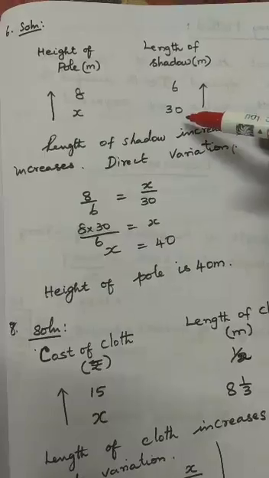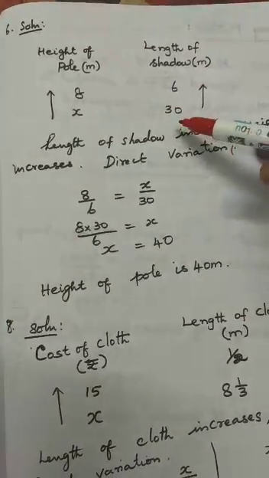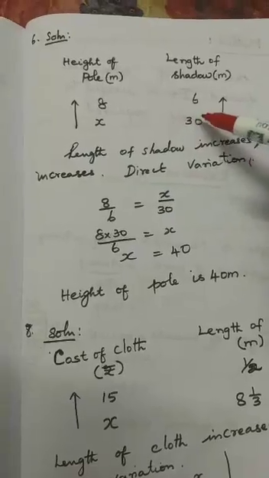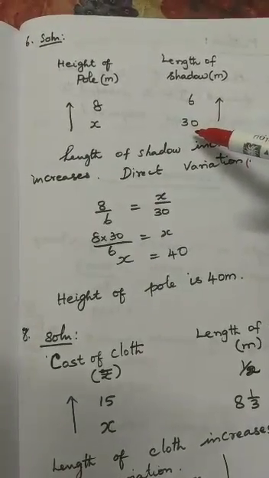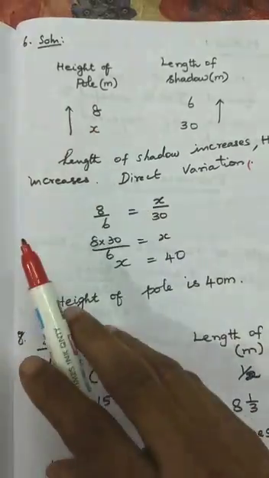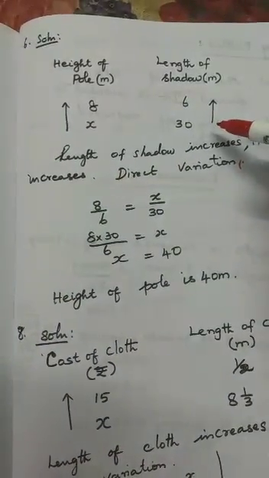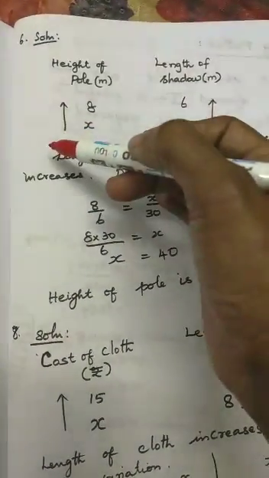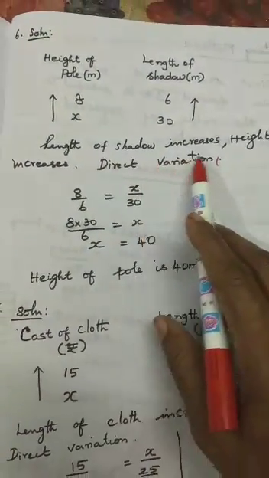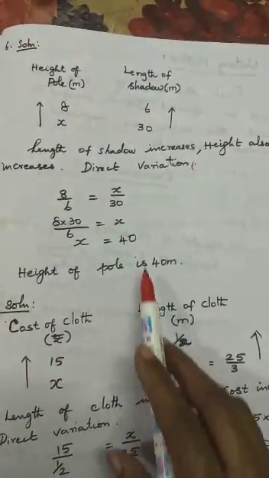Then the second pole, near the second pole we are standing, the length of the shadow is 30 meter. Then what is the height of the pole? You have to find. Okay. If the shadow increases, the length of the pole also increases. So length of shadow increases, height also increases.